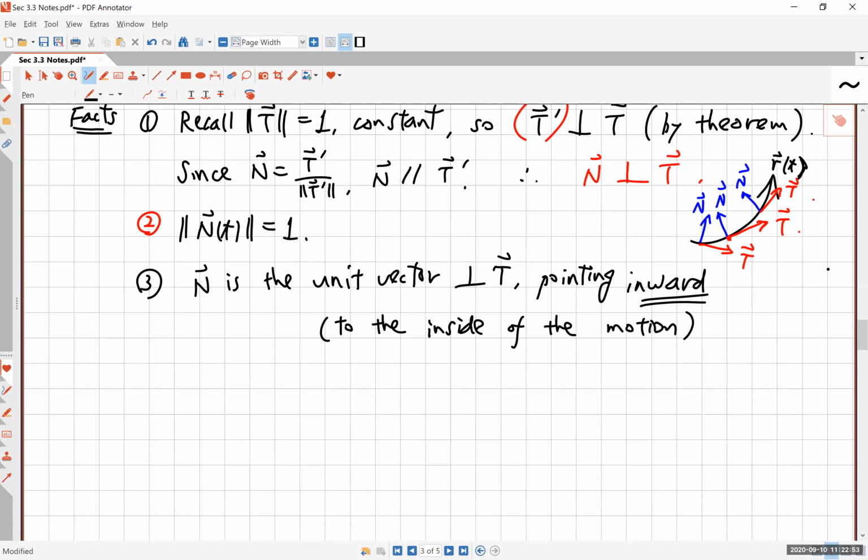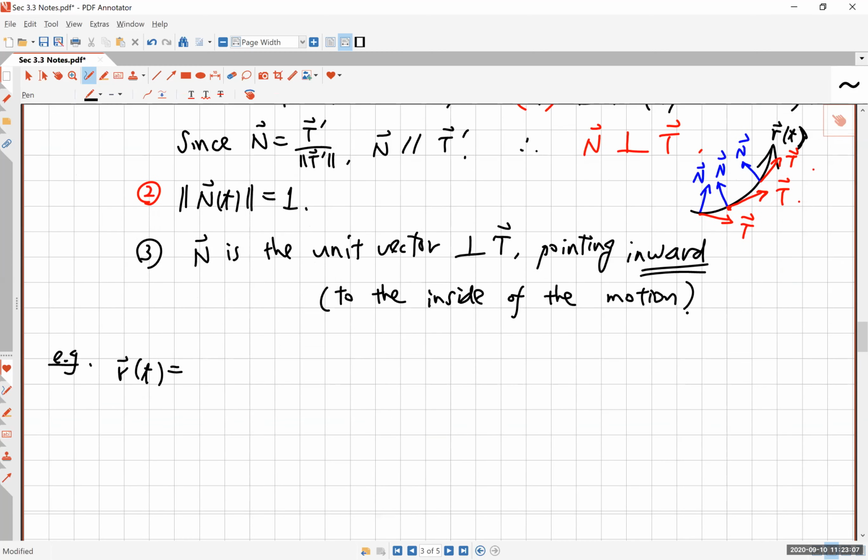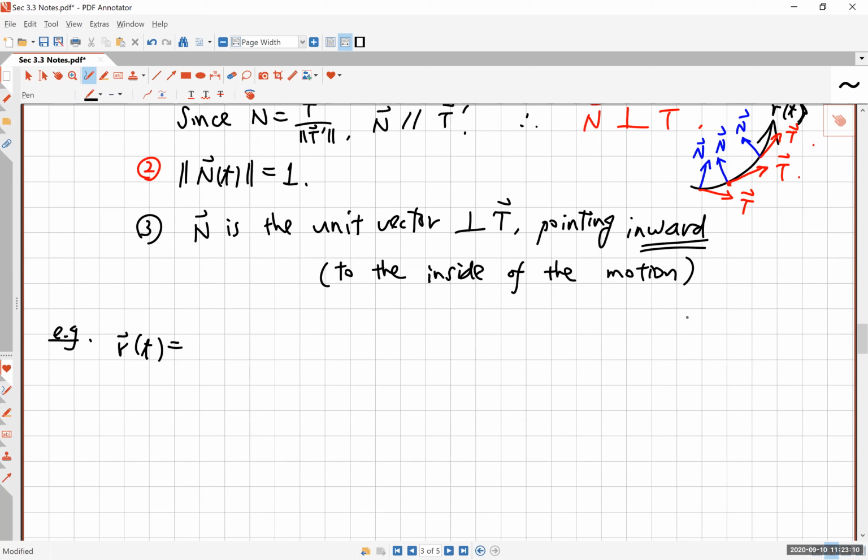All right, so that's the geometric meaning of capital N. Now with that, think about this, and you'll run into a problem, and that's by intention. Before we go into the next section of this video lesson, section 3.3, I want you to think of r(t) = (2t², t², 4t²). Try to find T and N. When you get stuck, come back and we'll talk about it.